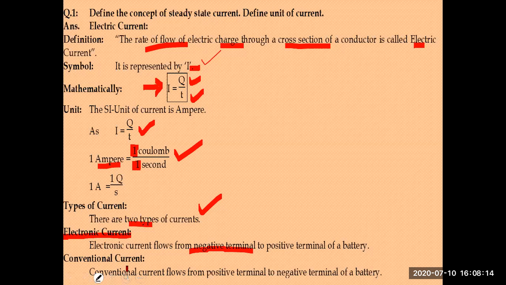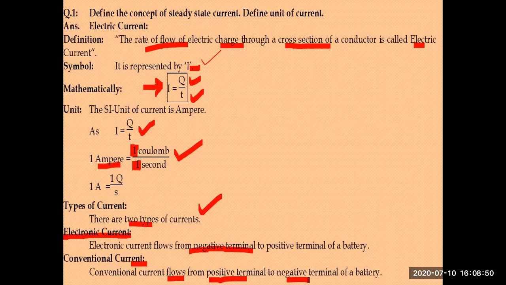Now the next one is conventional current. What is conventional current? The current flows from the positive terminal to the negative terminal of the battery. In reality, the number of electrons moving from the negative terminal to the positive terminal is the same as the number of positive charges moving the other way. That's why the direction of conventional current is always taken from positive to negative. But in reality, the electronic current flows from the negative terminal to the positive terminal.